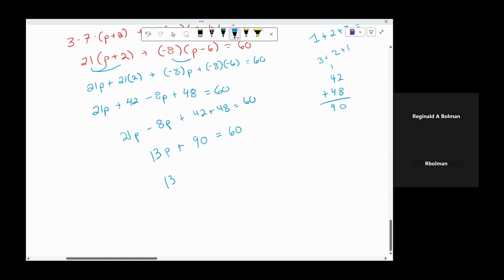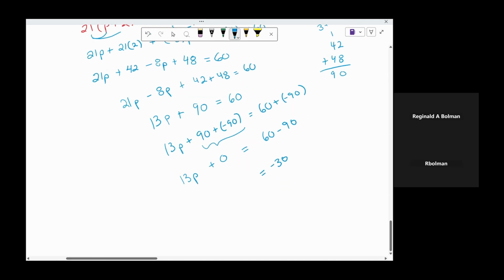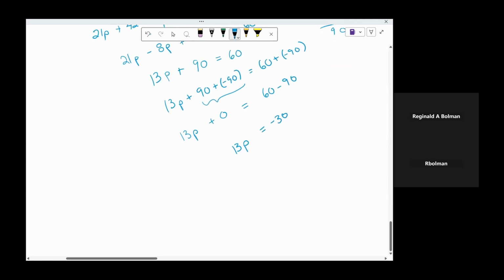Of course, we can go ahead and use your additive inverse. Add a -90 to both sides of your equal sign. 90 plus a -90 gives you 0. So you have 13P plus 0 is equal to 60 plus a -90, which is the same thing as 60 minus 90. And of course, 60 minus 90 gives you -30. 13P plus 0 is 13P. And now you have a one-step LEOV.